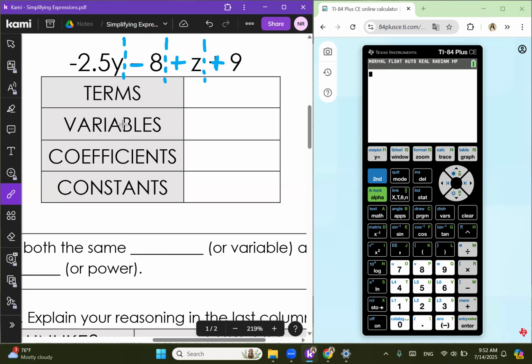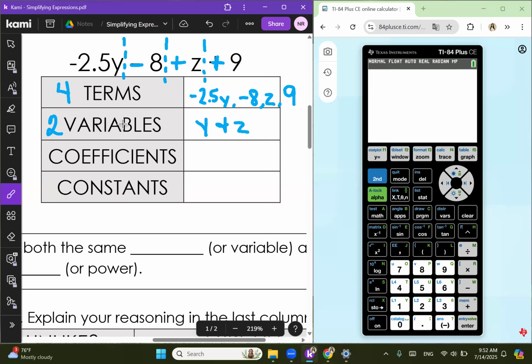So in this case, we separated it into 4 different groups, meaning there are 4 terms. One of those terms, negative 2.5y, negative 8, z, and 9. Okay. Variables, how many letters do we have? We still only have 2 variables in the whole expression. We have y and z.